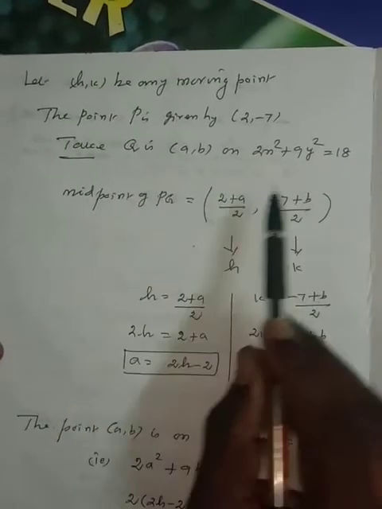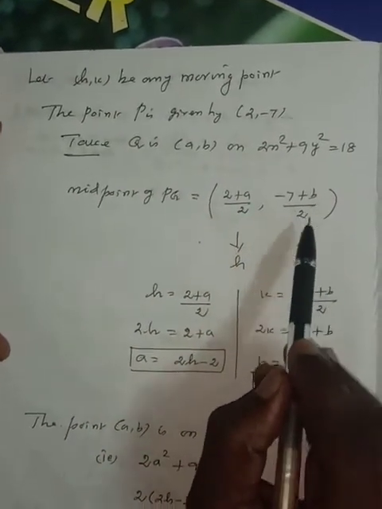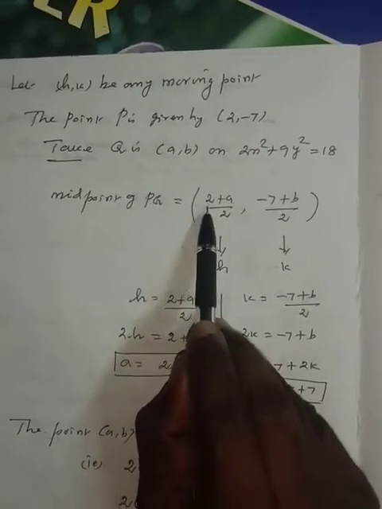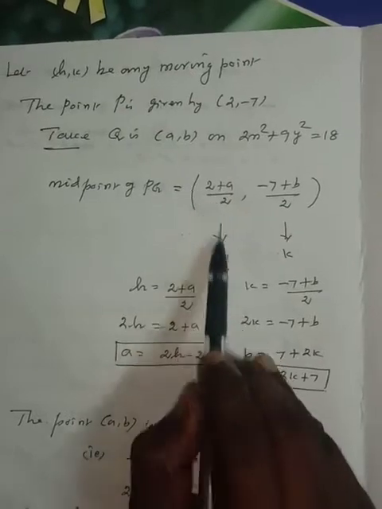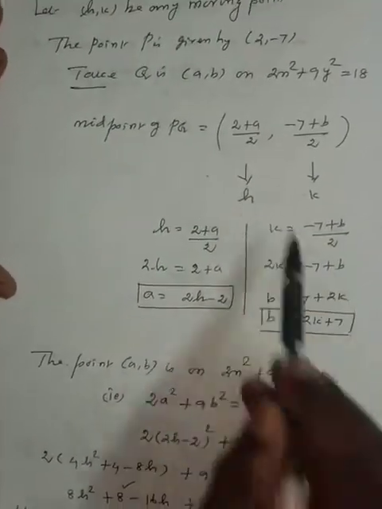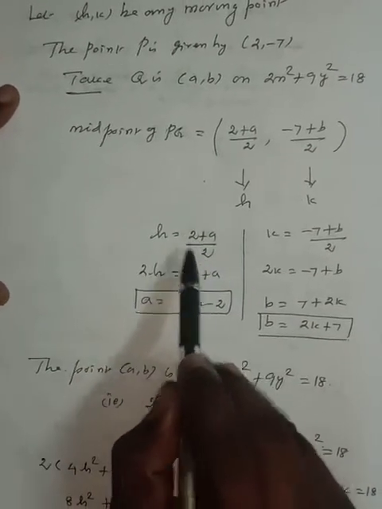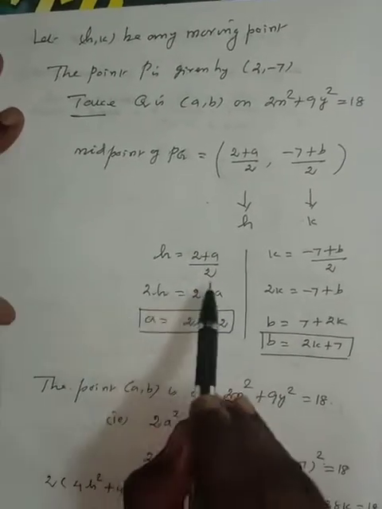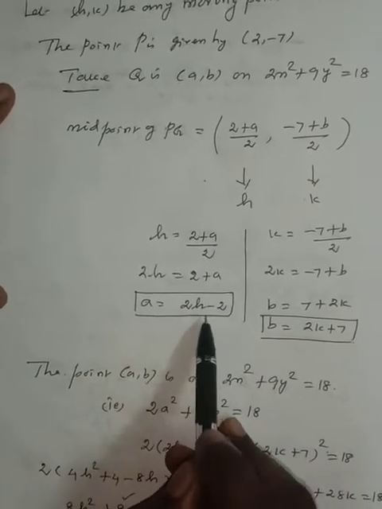Midpoint of PQ is (2 plus a divided by 2, minus 7 plus b divided by 2), using the formula (x1 plus x2 divided by 2, y1 plus y2 divided by 2). Now let us take the x coordinate as h and the y coordinate as k. Take h is equal to 2 plus a divided by 2. Cross multiplying, 2h is equal to 2 plus a. Now a is equal to 2h minus 2.